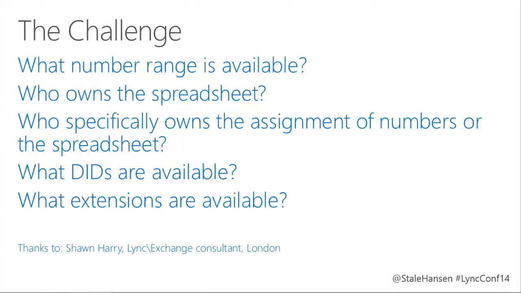And he asked, what number range is available? Who owns the spreadsheet? Who specifically assigns the numbers from the spreadsheet? What DIDs are available? What extensions are available? And you can't always find that in a spreadsheet, and if the spreadsheet isn't updated good enough, then, well, it's not real data. So where do you store it? Who manages it? If administrators move as well, who inherits the task of updating the spreadsheet?